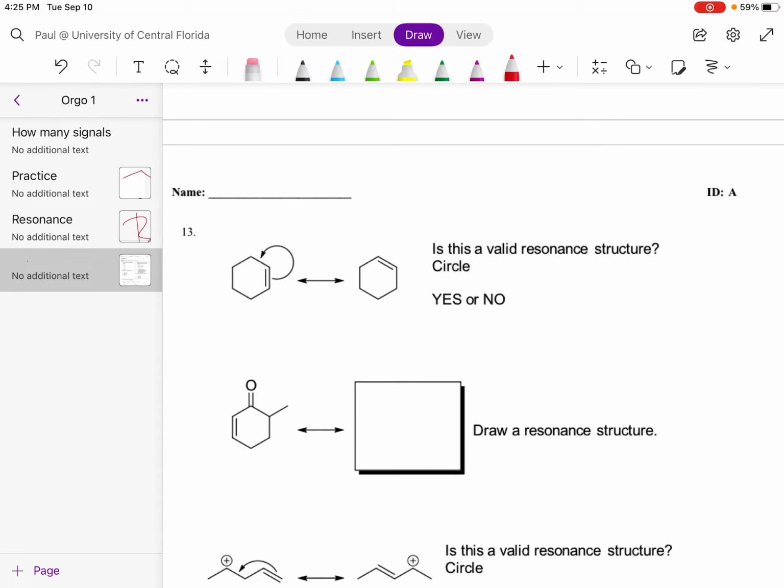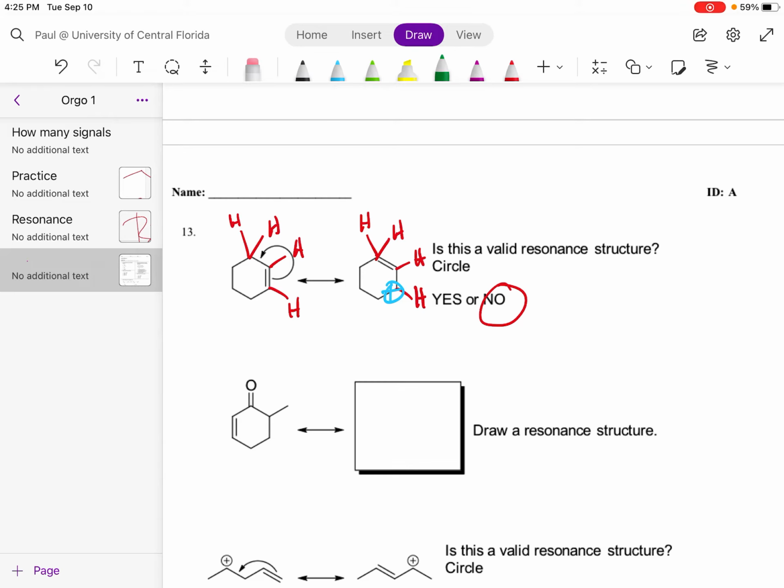Question 13, is this a valid resonance structure? No, it is not. Why is it not? Because you're violating rules. How many hydrogens are coming off of that guy, and that guy, and that guy? So the amount of hydrogens have to remain the same on all of this. So if that did happen, that would have to be a positive charge right there.